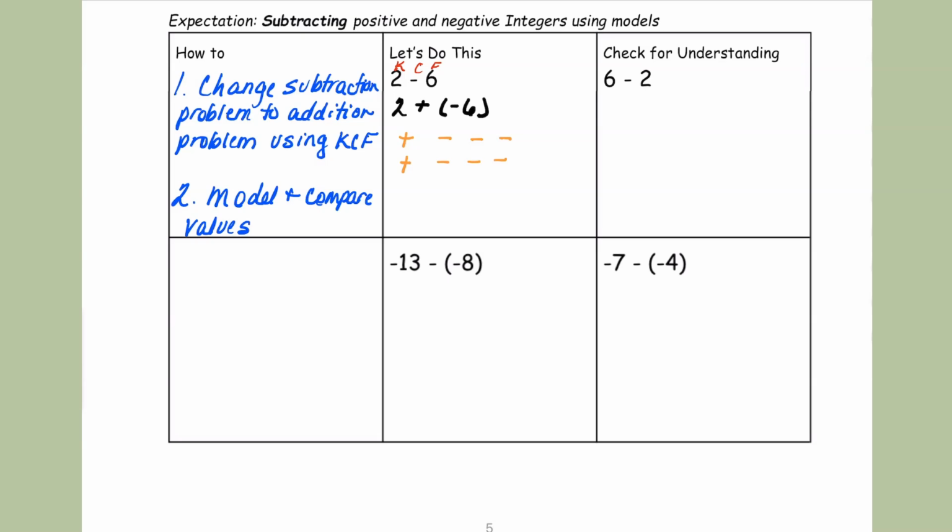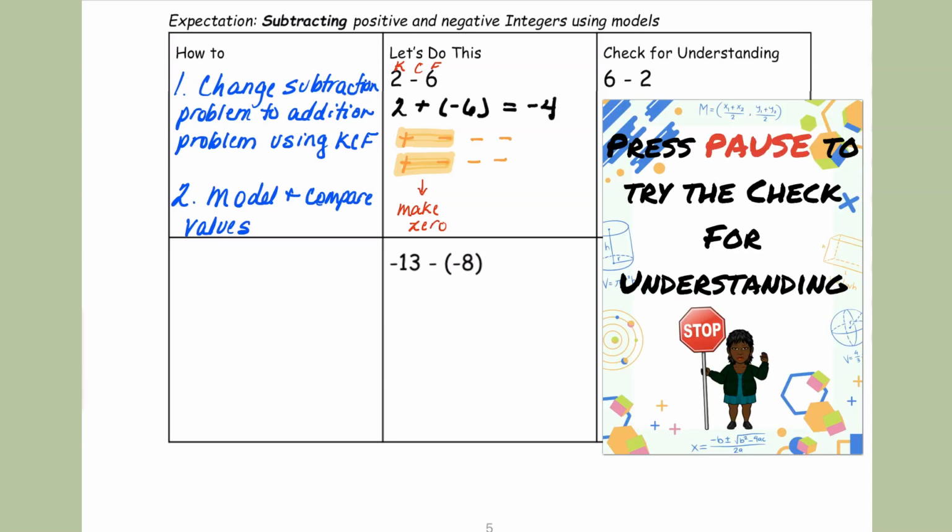Now remember, when you have one positive and one negative, they cancel out and give you 0. So we can show that just by highlighting one of the positives with one of the negatives and show that those are canceled out. Well, what does that leave us with at the end? We have more negatives. That means we receive -4 as our answer. So don't forget to make sure to cancel out a positive and a negative because they cancel out to 0. So +2 plus -6 is -4. I had more negatives than I had positives.